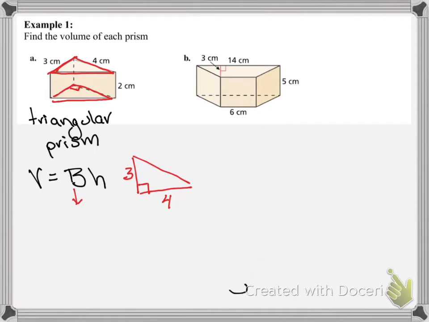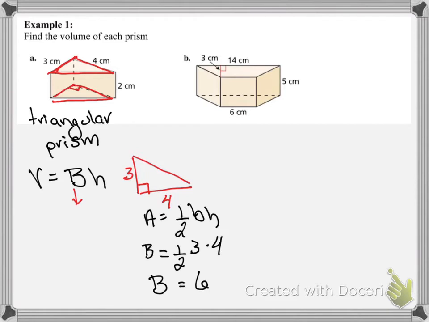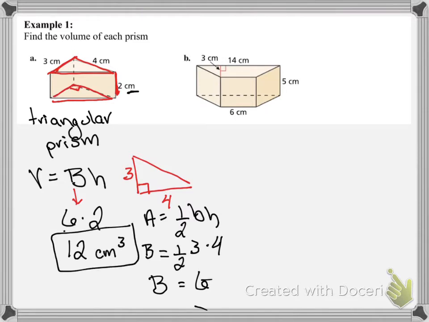So it's a good thing we know how to find area. The area of that right triangle is 1/2 base times height. 1/2 times 3 times 4. So that's my big B, or my area. So my big B, the area of my base, then is 1/2 times 12, which is 6. So the area of my base is 6 times the height of the prism. The height of that prism is this height right there. So the height of that prism is 2. 6 times 2 is 12. My units are centimeters, and it's volume, so it'd be centimeters cubed. So the volume of that figure is 12 cubic centimeters.